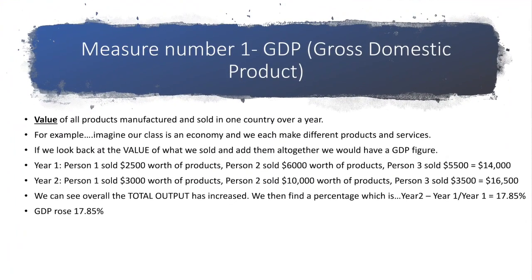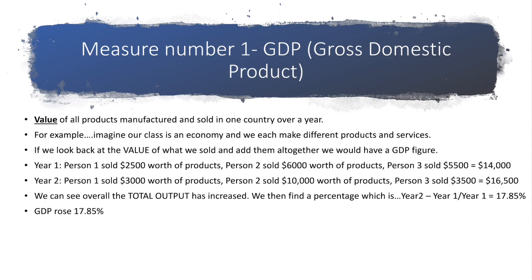So the first measure we're going to look at is GDP. So that stands for gross domestic product. So this measures the value of all products that are manufactured and sold in one country over a year. And we usually look at them compared to a year, but you can also look at GDP over quarters.